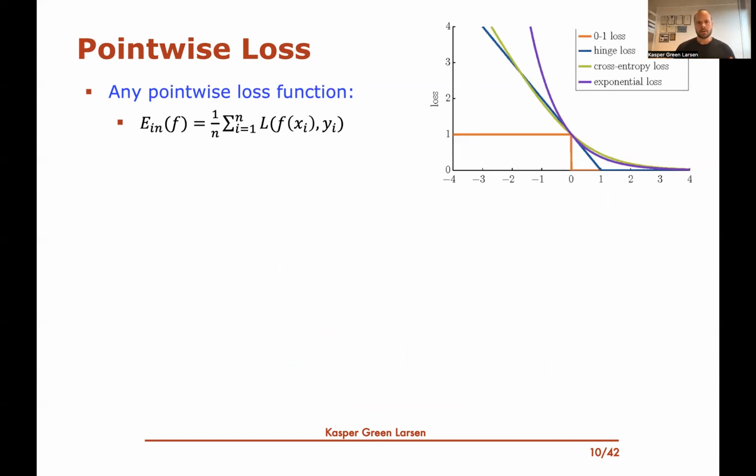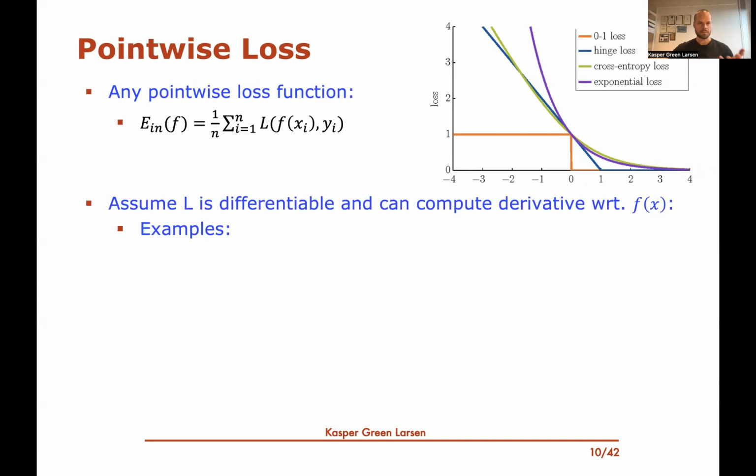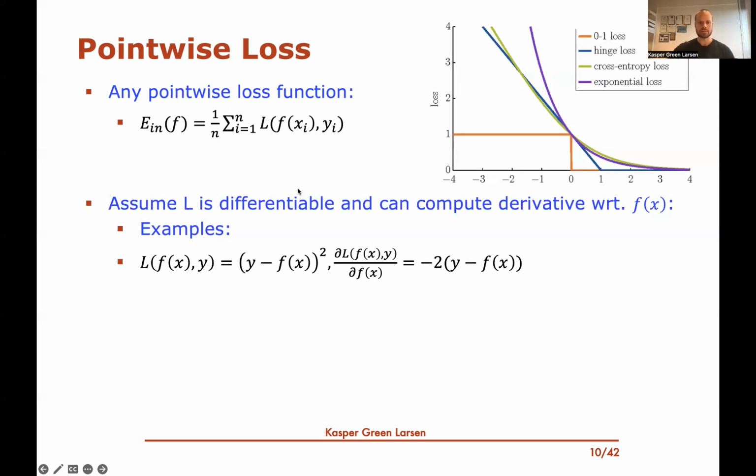Okay, so let's try to see. What we said earlier was that this gradient boosting algorithm can work with any pointwise loss function. Here I'm just going to give you a couple of examples of pointwise loss functions. The pointwise loss functions are the ones where the in-sample error is written as an average over n training examples of a loss function applied to the prediction made on the ith example and the label yi. And here we're just going to assume for use in gradient boosting that this loss function on each individual example is a differentiable function, and that we can compute the derivative with respect to this prediction. So let's see some examples of popular loss functions and what these derivatives look like.